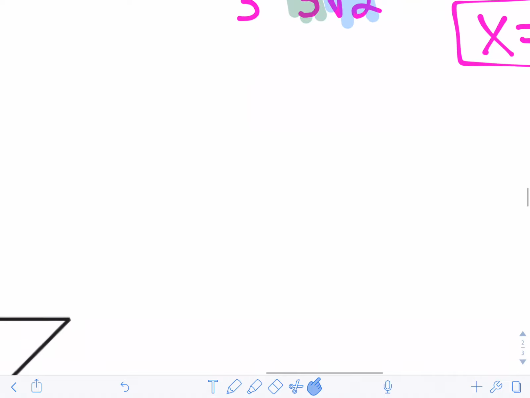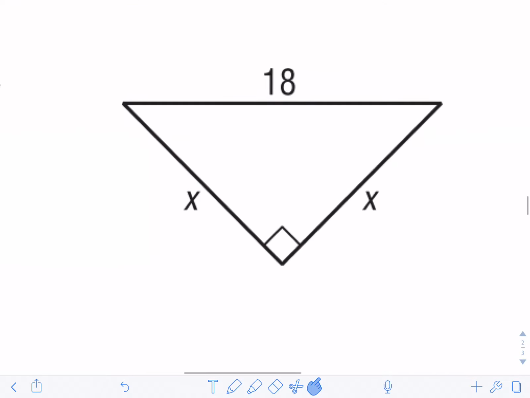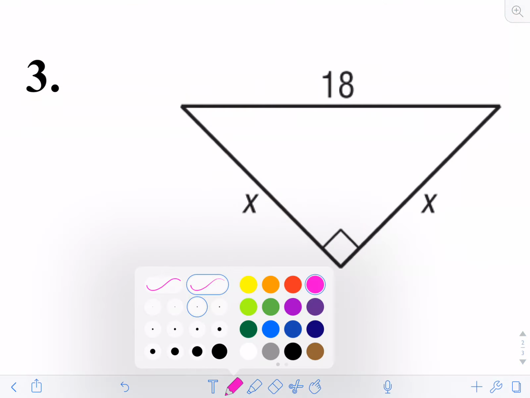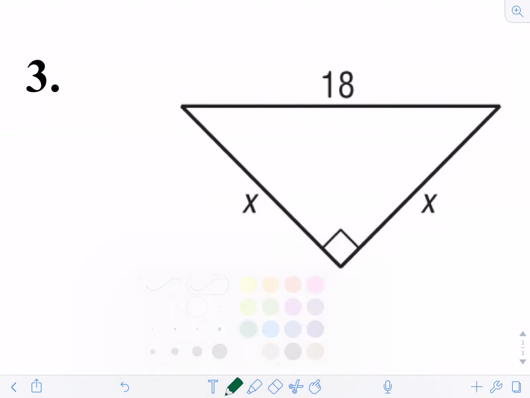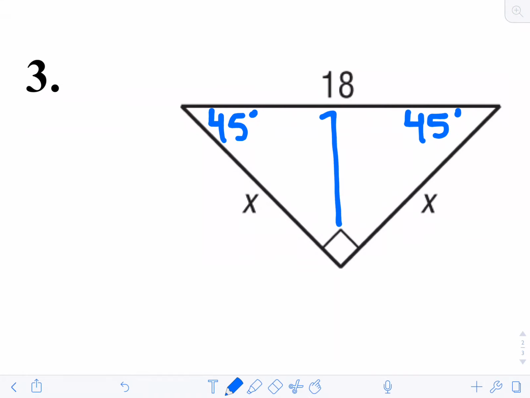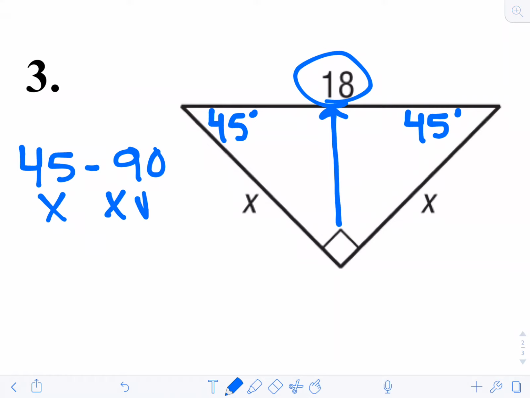Okay, number 3. So for this one, I know this is a 45, I know this is a 45, 90, because my sides are x's, they're the same, so I know my base angles are going to be the same. It's an isosceles triangle, so those are going to be 45 degrees. Alright, and what we have now is I know across the 90 is 18, so this is what I know. Okay, so I'm going to write down 45, 45, 90, x, x, x square root of 2. What I know is that across the 90 is 18.